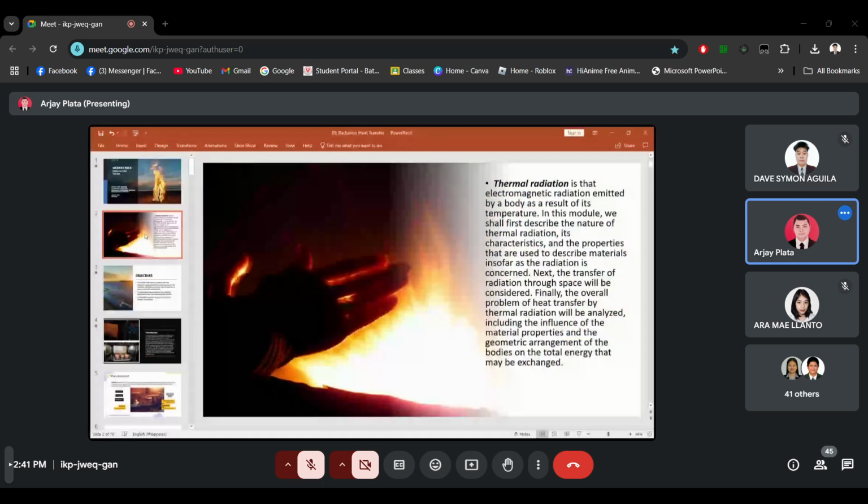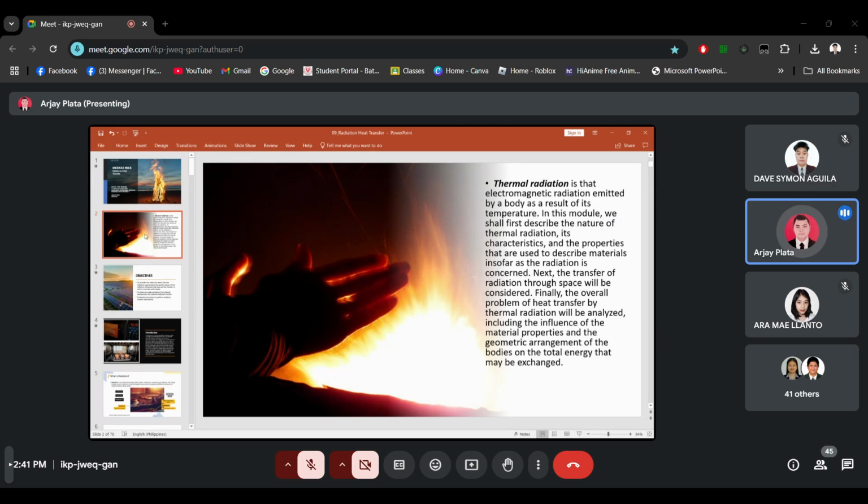So to define the thermal radiation, it is the quantity of electromagnetic radiation emitted by a body as a result of its temperature. So in this module, we shall first describe the nature of thermal radiation, its characteristics, and the properties that are used to describe materials insofar as the radiation is concerned.